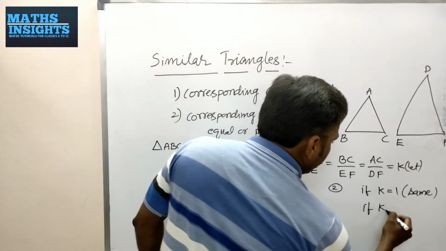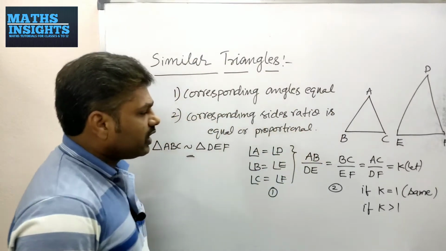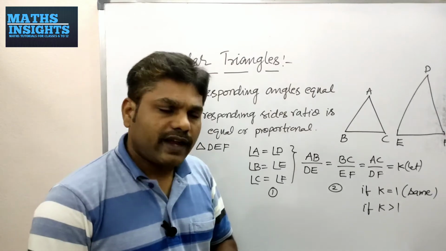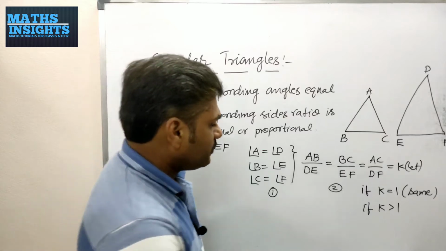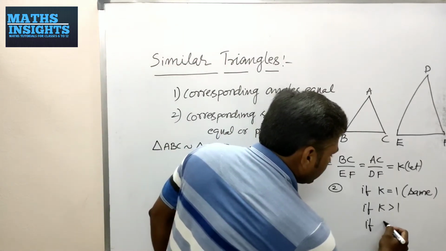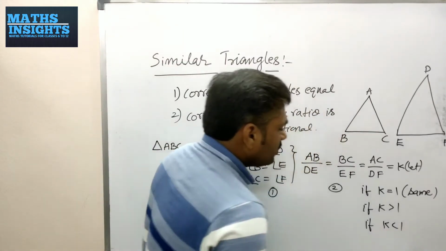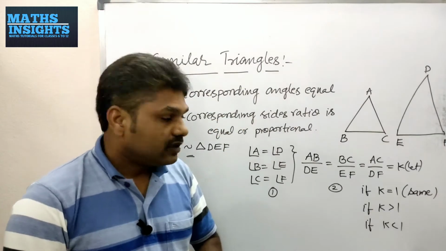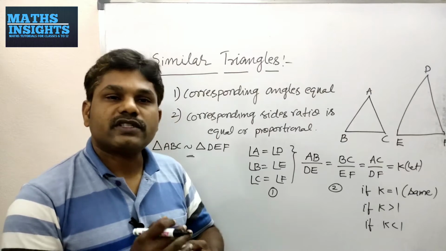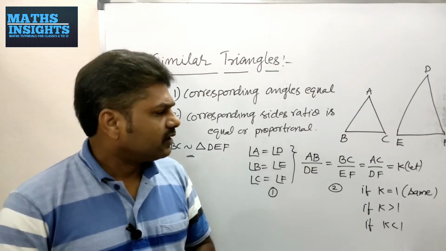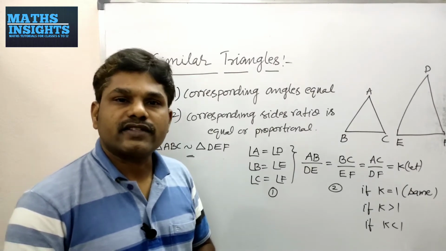If k is greater than 1, we are going to construct a triangle which is larger than the original one. And finally, if k is less than 1, we are going to construct a triangle which is smaller than the original one, that means a diminished one. I will explain this by taking an example.